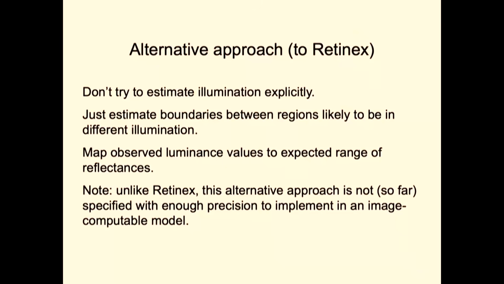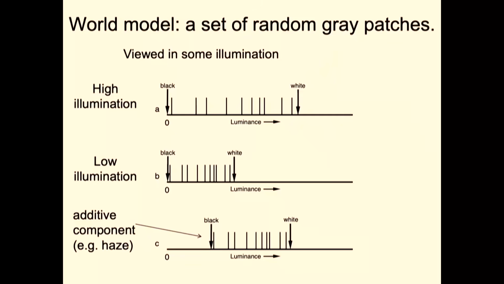And one such approach is to not try to estimate illumination explicitly, but rather try to find boundaries between regions that are likely to be in different illumination. And then look at the range of luminance values that you have within these regions that are plausibly different regions of illumination, and then try to map that onto expected ranges of reflectance. So I'll just give you a little flavor of how this could work.